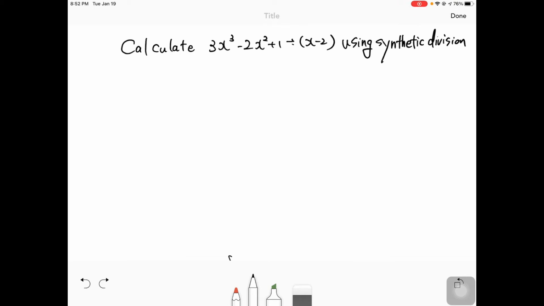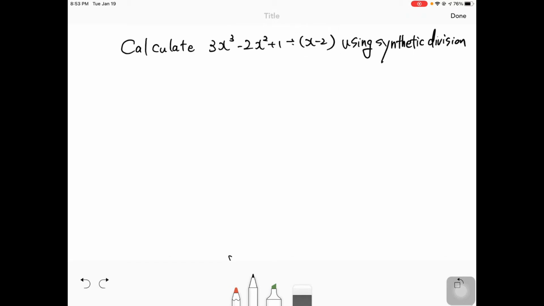But before using synthetic division, you need to make sure that the divisor has to be linear. The degree of the divisor has to be 1. It cannot be 2, 3, 4, something like that. Okay? So let's get started.